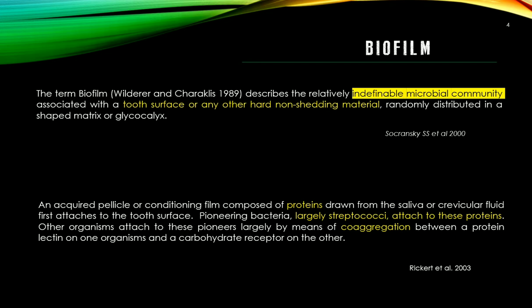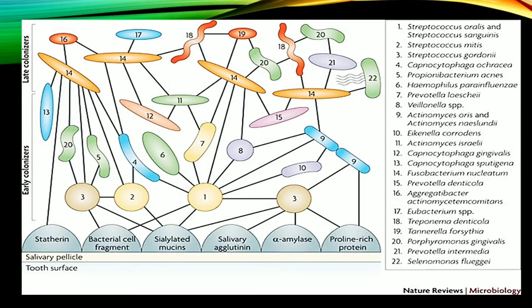This can be defined as an indefinable microbial community, a term coined by a few scientists in 1899, and it consists of proteins and salivary glycoproteins. As shown here, there is the tooth surface and a salivary pellicle over it. Over that, the salivary glycoproteins attach as soon as we start our day, and then the gram-positive and gram-negative organisms, cocci, rods and filaments, all attach and form an ecosystem. On the right side of the picture there is a list of all the organisms.